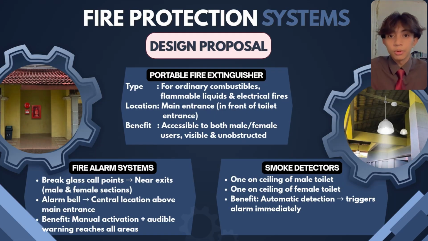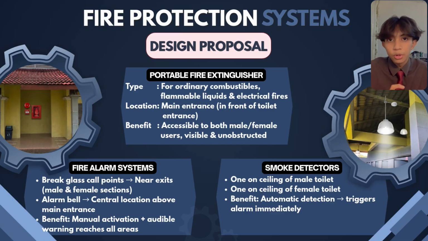Next, for the design proposal, we have 3 components. The first one is the fire extinguisher at the main entrance. They are suitable for ordinary combustibles and flammable liquids. Placing them at the entrance makes them visible and accessible to both male and female users without having to enter the fire zone. Second, the fire alarm system.